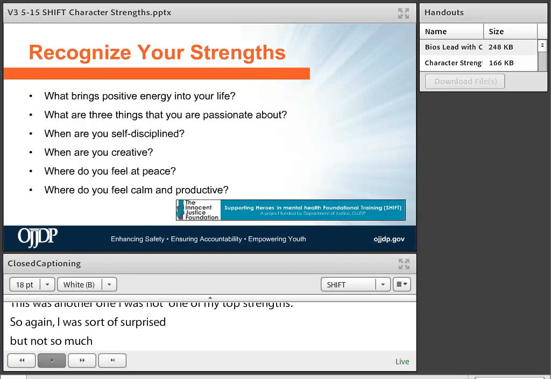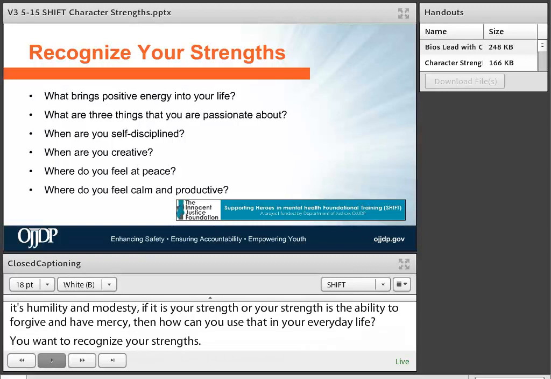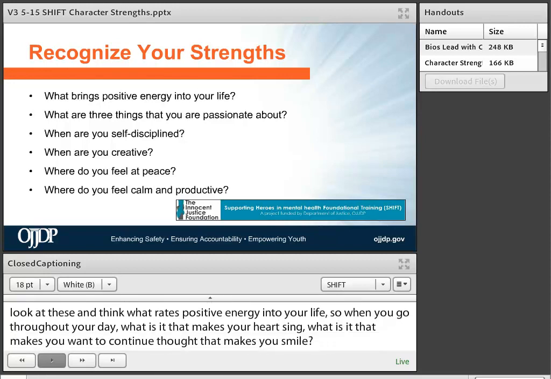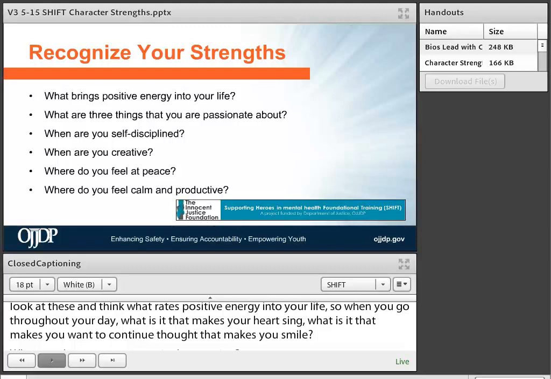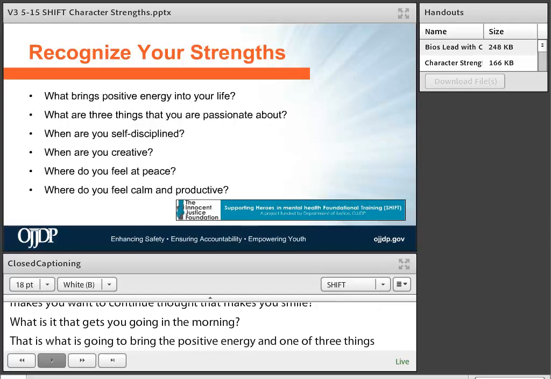So you want to recognize your strengths, and this slide right here, if you can actually take a look at these and think, what brings positive energy into your life? So when you go throughout your day, what is it that makes your heart sing? What is it that makes you want to continue, that makes you smile? What is it that just gets you going in the morning? That's what's going to bring the positive energy. And what are 3 things that you're passionate about? So for me, I'm always passionate about wellness and about helping people find tools and techniques to make themselves feel better. So what are 3 things that you might be passionate about?